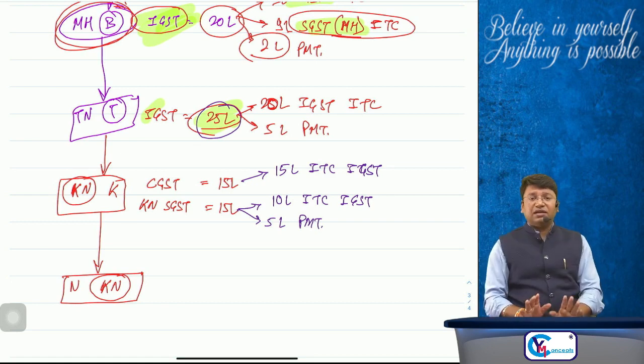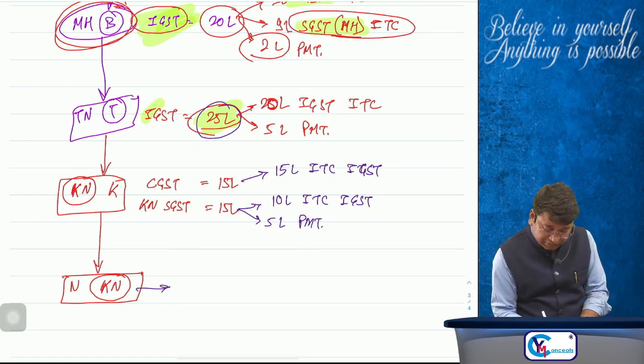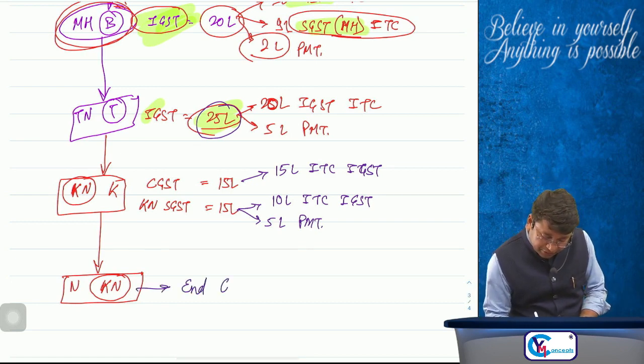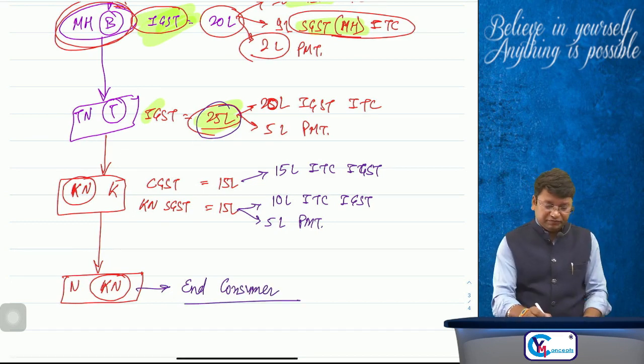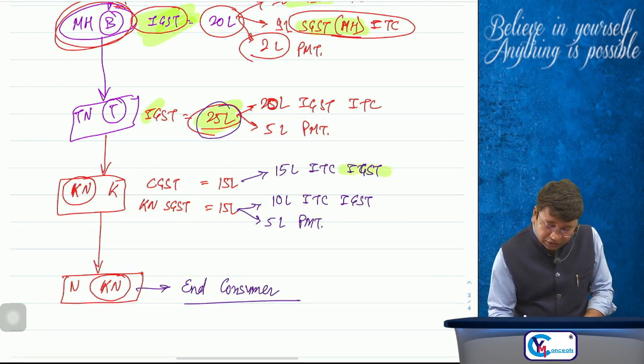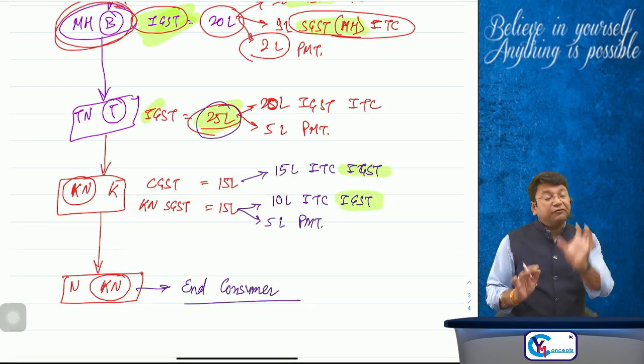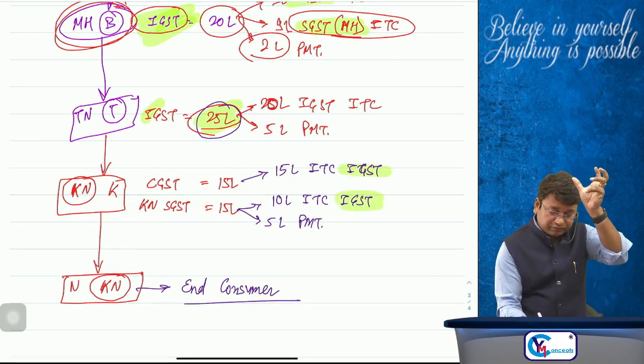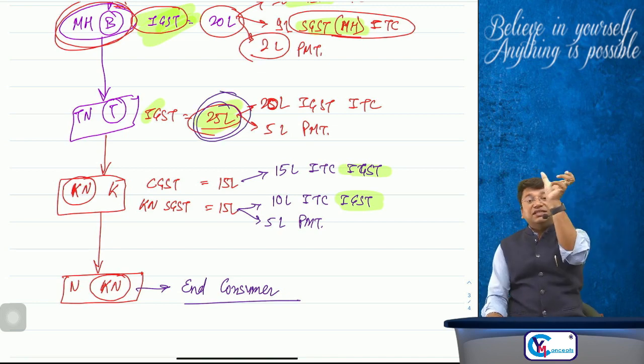Okay, sir, done. And now suppose this Mr. N is the end consumer. One moment. Sir, first of all, how will the revenue flow here? The funds of rupees 25 lakh were there in the IGST account.